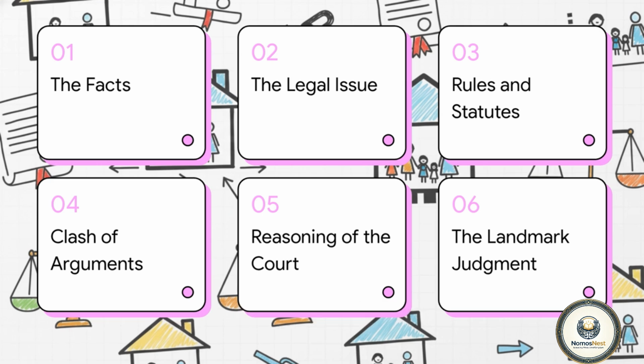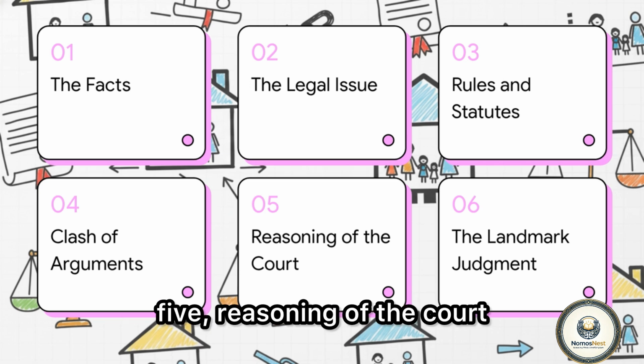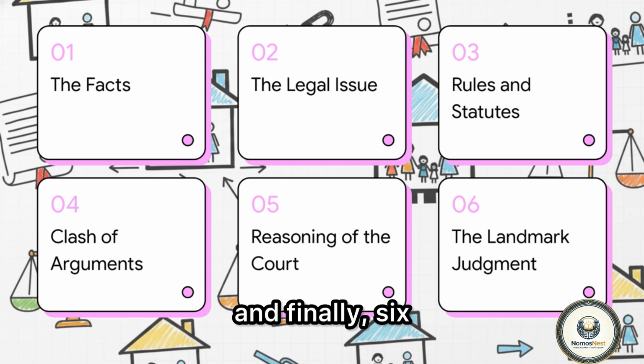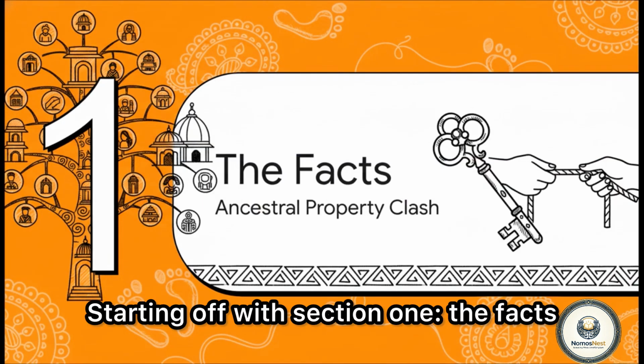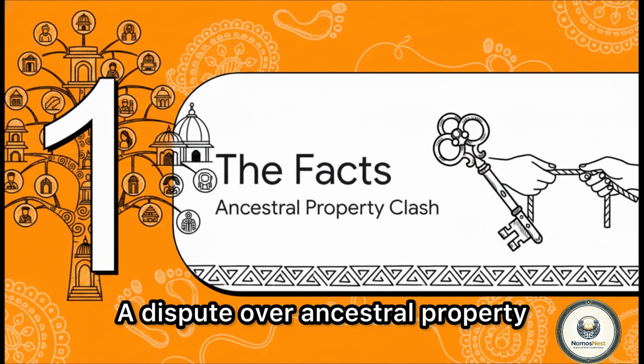1. The facts. 2. The legal issue. 3. Rules and statutes. 4. Clash of arguments. 5. Reasoning of the court. And finally, 6. The landmark judgment. Starting off with Section 1, the facts. A dispute over ancestral property.